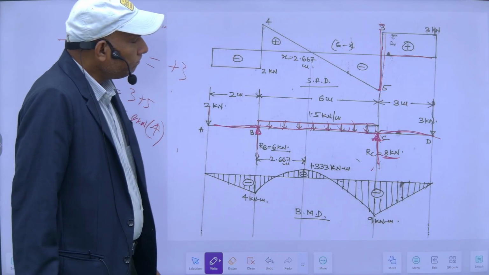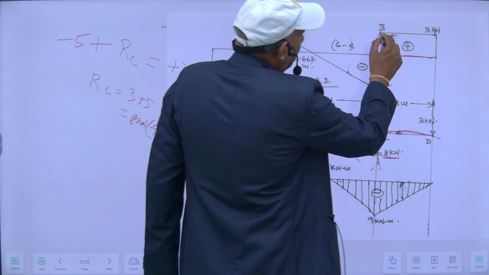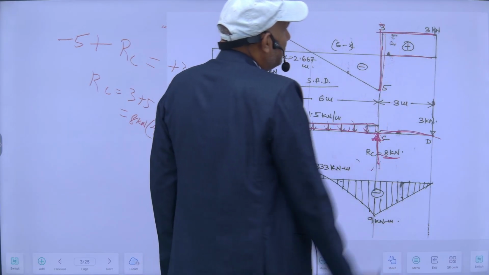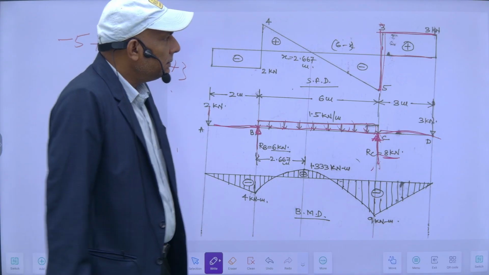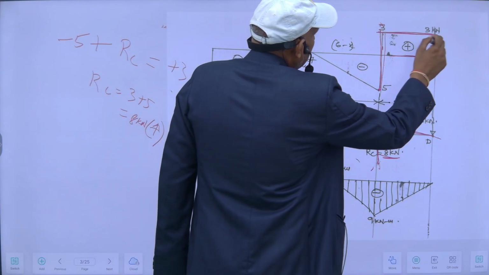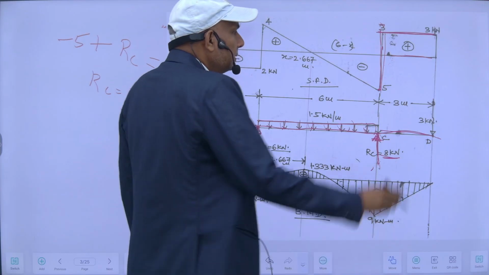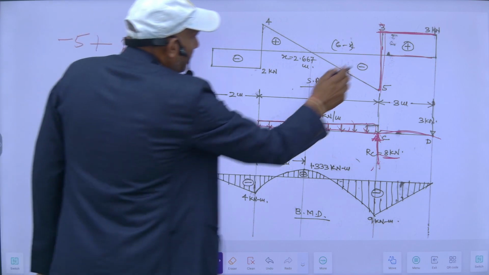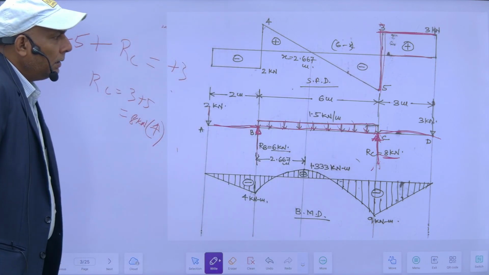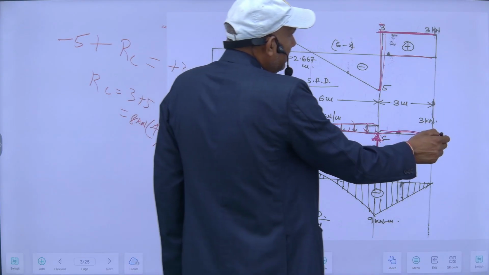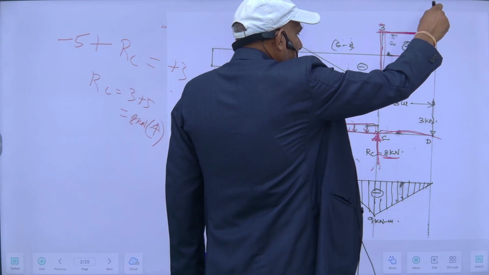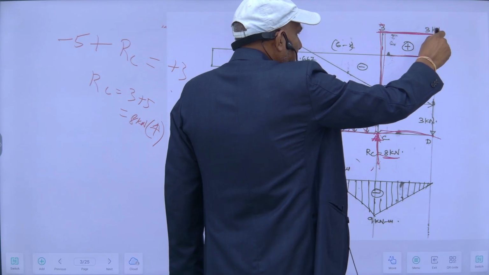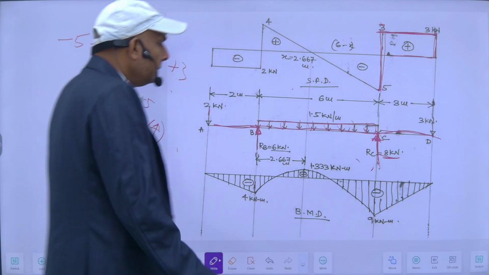Then from here to here, my shear force is constant. It means no load is acting in this portion. That's why it is constant. In this portion, no load is there. But again at D, it again becomes equal to 0.